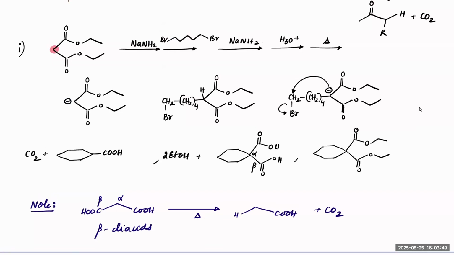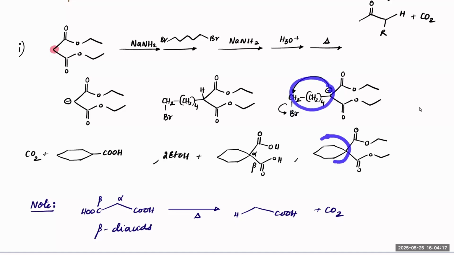And thereafter, once it gets substituted, I am treating with NH2 minus again, because there is one more hydrogen on the beta carbon. So this NH2 minus will take away this H plus. You get a negative charge, right? And internally we have one more alkyl halide. So this will go and attack that carbon, remove this bromine, and make the ring size into 6 carbon.